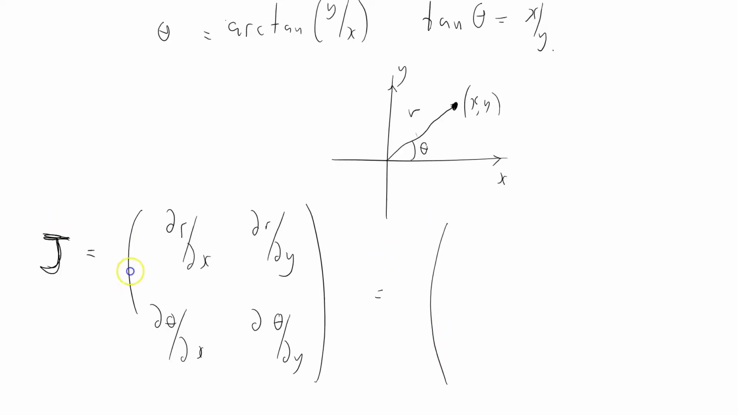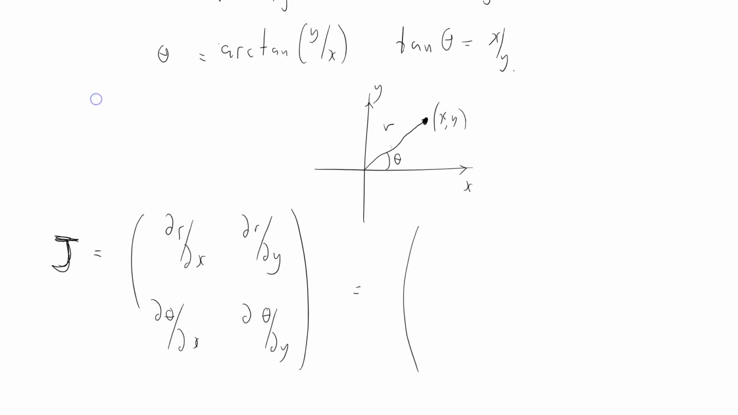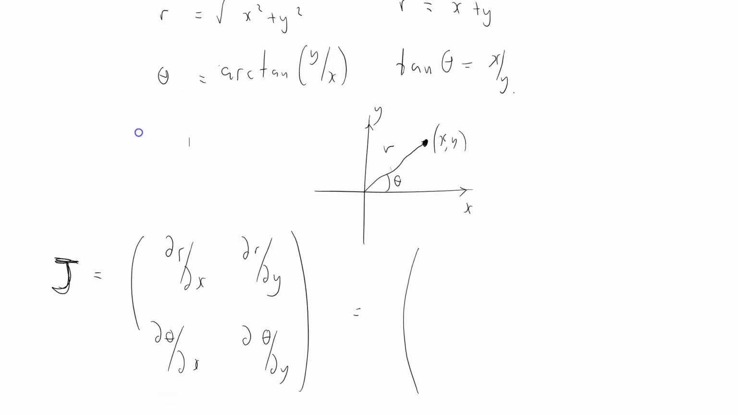Equals. Right, and then we just put in the terms. Partial r partial x: well, that's just differentiating this thing here. So that's x over root x squared plus y squared. Calculus. Remember, it's a partial derivative, so we hold y constant. And by symmetry, this one's easy as well. That's just y over root x squared plus y squared.